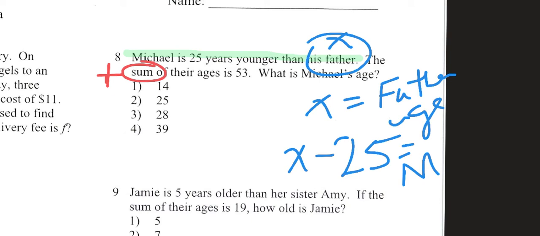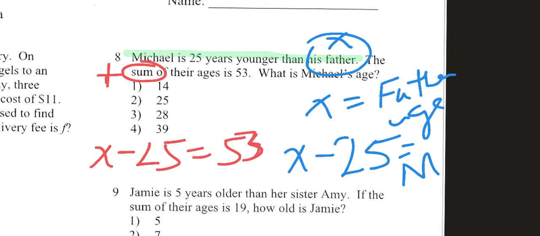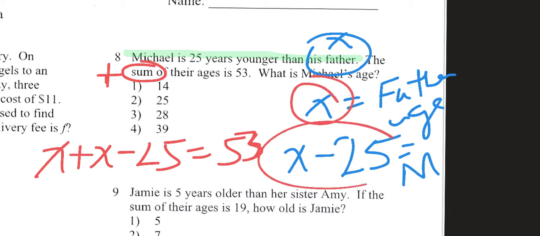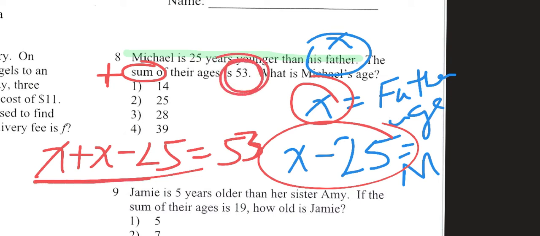So you want to make sure you're not making this crucial mistake. Taking X minus 25 and setting it equal to 53. That would be like saying, oh, Michael is 53. That's not what we want. We want the sum of their ages. So since I have both of their ages over here, X minus 25, I add those together and set it equal to 53 and solve. This is an example where we have one total, so we should only have one variable. Everything should be able to be written in terms of X because I only have one total to work with.